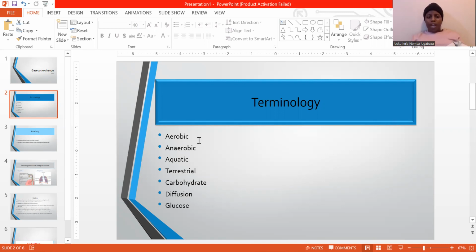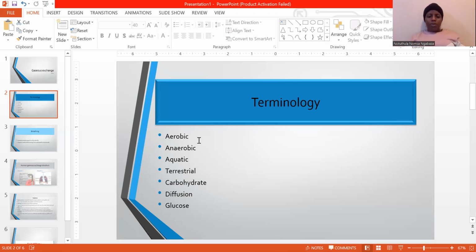When it comes to anaerobic respiration, this is the type of respiration that occurs in the absence of oxygen. So if we're looking at anaerobic respiration, we're looking at some of the microorganisms. For microorganisms, in order for them to ferment, they don't really need the presence of oxygen. You can look at bacteria. Bacteria undergo anaerobic respiration because in order for them to ferment and multiply, they do not need oxygen to do so.